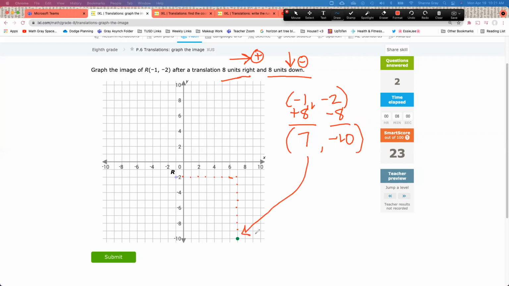7, -10 is here. Sorry, I have my mouse on there too while I'm trying to draw on it. So if I go over 7 and then down 10, I also end up at that point. I just wanted to point out that this is also mathematical. You could do this without counting on the actual graph. You could calculate what the numbers would be by adding or subtracting the right amount.